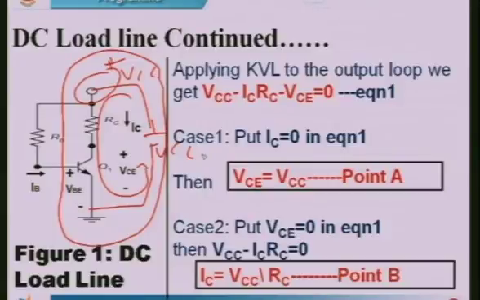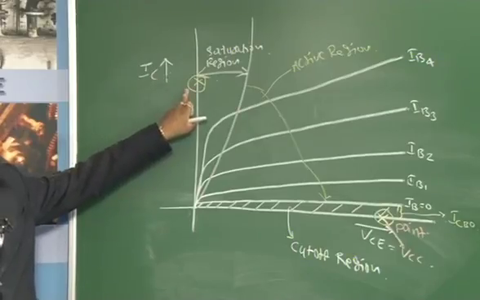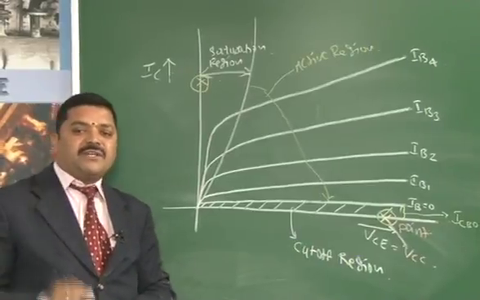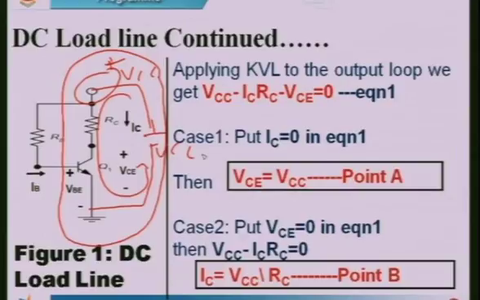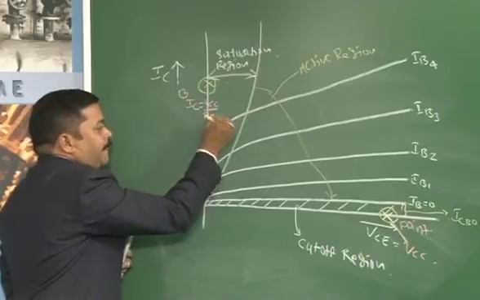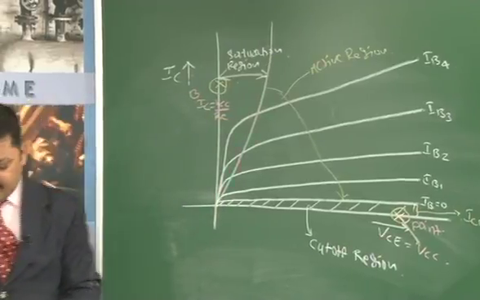Next, case 2: I want to get a point on the IC axis. Therefore, I will put VCE equal to 0 in equation 1. We get VCC minus IC RC equal to 0. Therefore, I will get IC equal to VCC by RC. That point I will call point B, wherein IC is equal to VCC by RC.